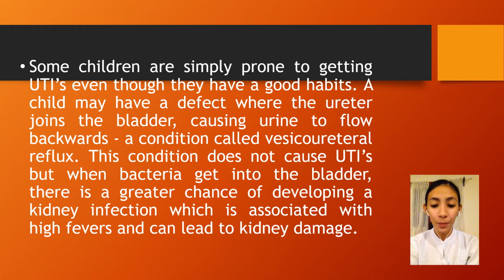Some children are simply prone to getting urinary tract infections even though they have good habits or are practicing a good lifestyle. But there are some instances where a child may have a defect where the ureter joins the bladder, causing the urine to flow backwards. This is a medical condition called vesicoureteral reflux. This condition does not cause urinary tract infection, but when bacteria get into the bladder, there is a greater chance of developing a kidney infection, which is associated with high fevers and can lead to kidney damage.